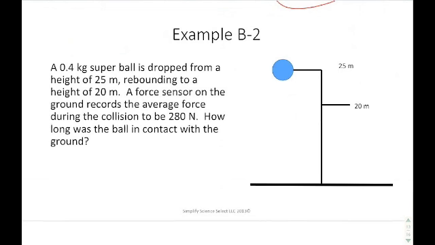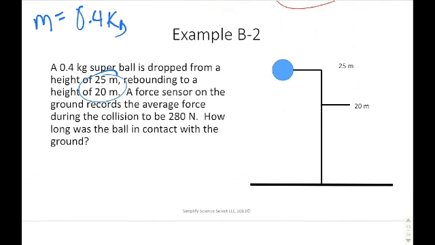The next one says you have a 0.4 kilogram super ball that is dropped from a height of 25 meters, rebounding to a height of 20 meters. It says a force sensor on the ground records the average force during the collision to be 280 newtons. How long was the ball in contact with the ground? So you have the mass of the super ball, which is 0.4 kilograms. You're given the heights, and those heights are going to be important because we're going to have to figure out the velocities, or the velocity change of this particular ball.